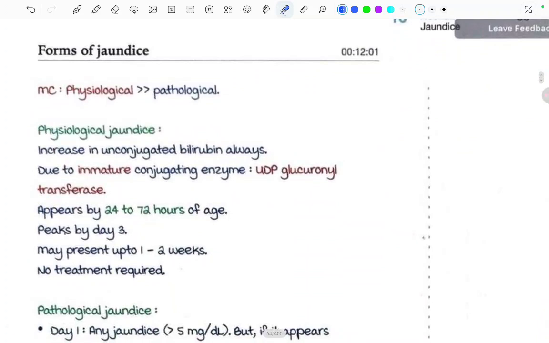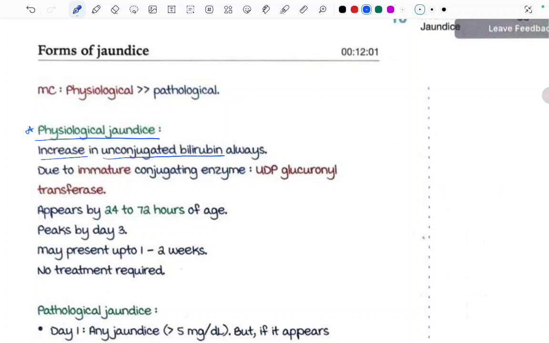Now coming to the forms of jaundice, the most common is physiological jaundice. Let's read about physiological jaundice, because it is the most common one, so we should be able to differentiate pathological jaundice and physiological jaundice. In physiological jaundice, there is always an increase in unconjugated bilirubin.